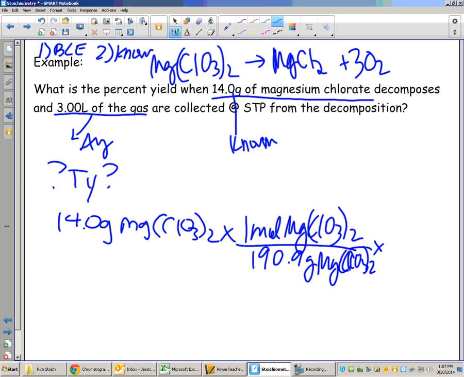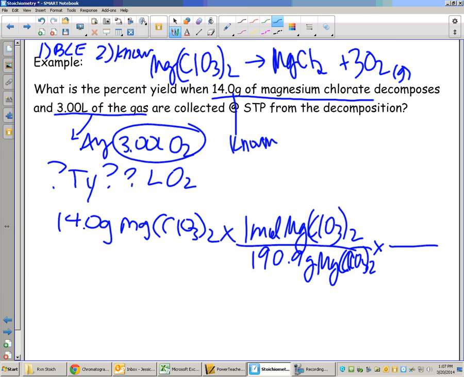All right, what do I want to get to? What identity? What chemical? Oxygen. That's because I'm told that I have an actual yield of 3.00 liters of gas, and the only gas created is oxygen gas. My units have to be the same between actual yield and theoretical yield. So I need to know how many liters of O2 gas I'm creating. That's my question. So how do I get there when I'm stuck right now in moles of magnesium chlorate?